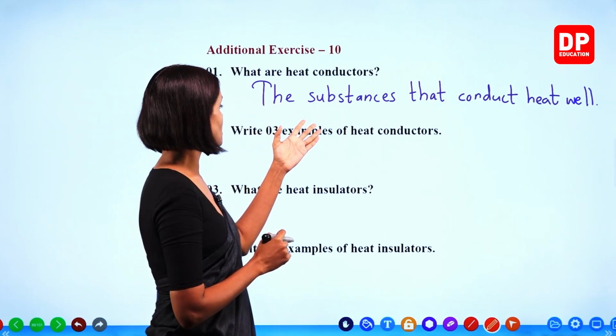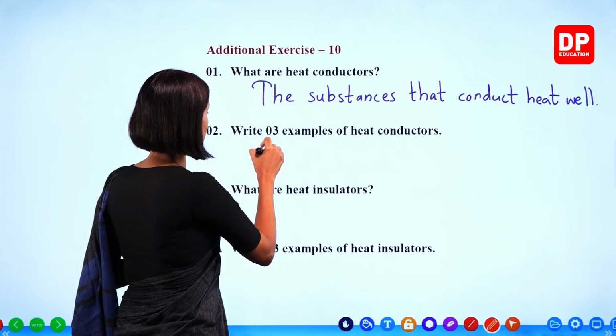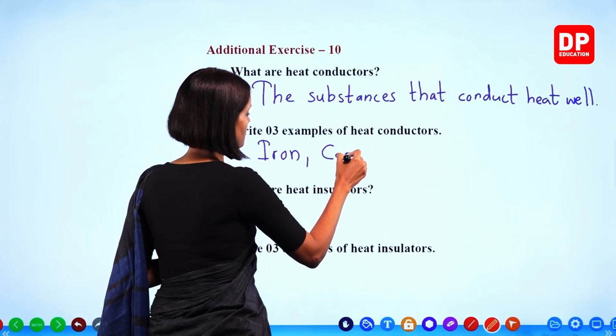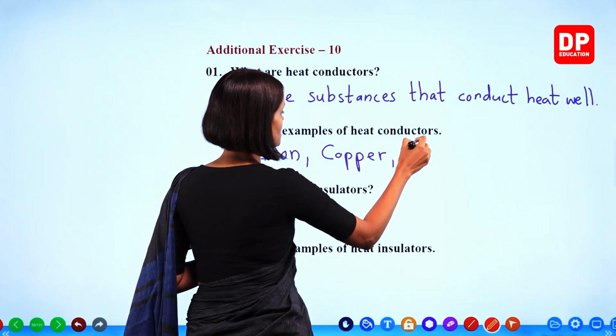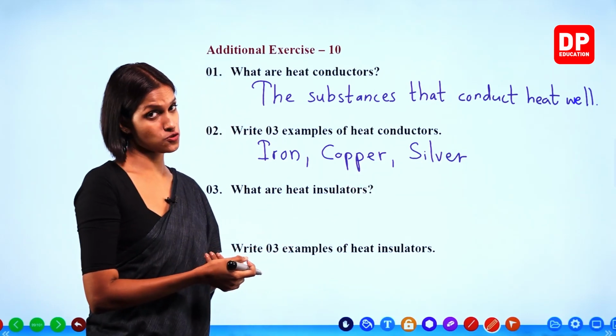Write 3 examples of heat conductors. You can write examples of metals. Iron, copper, silver. You can write other examples as well.